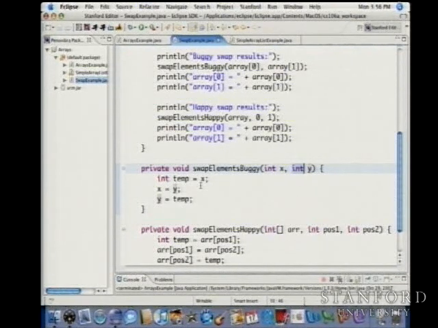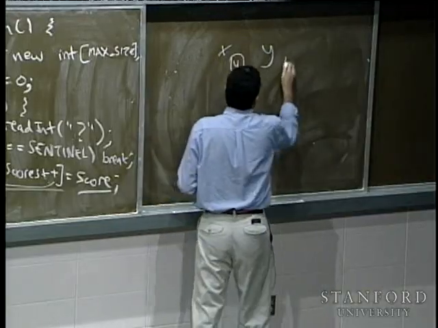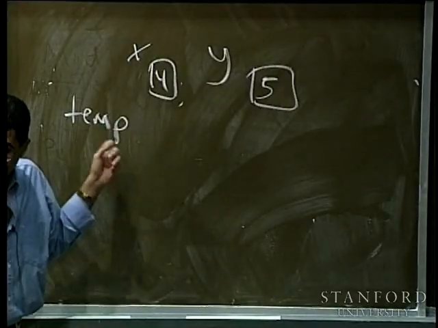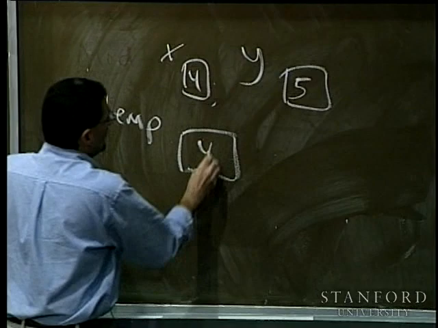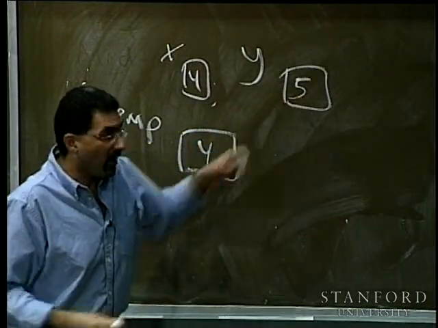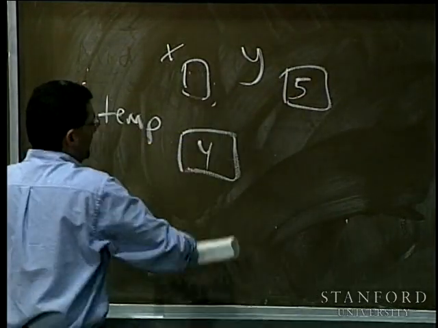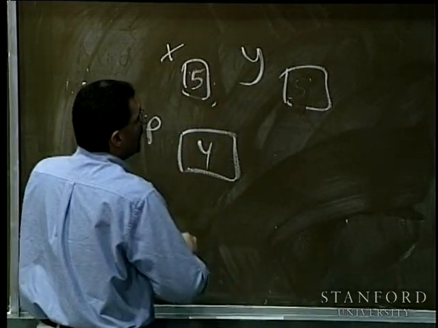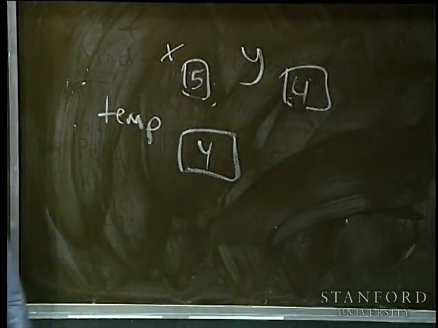I get x and y. They have values, let's say 4 and 5 to start with. I have some temporary. I start off by saying temporary equals x, so temporary gets the value 4. Then x gets y, so x gets the value 5. Then y gets temp, so y gets the value 4. And for all intents and purposes, it looks like I swapped the values.